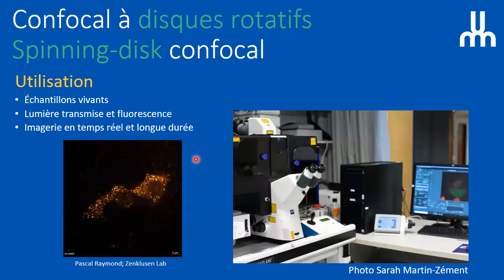This is an example of a spinning disk confocal microscope. You see the microscope, the spinning disk is right there, and you have a full laser module on the side. It's very good for live samples. You can look at transmitted light and fluorescence. And if you look at fluorescence, it's going to be confocal. And it's designed for live imaging and time-lapse imaging.